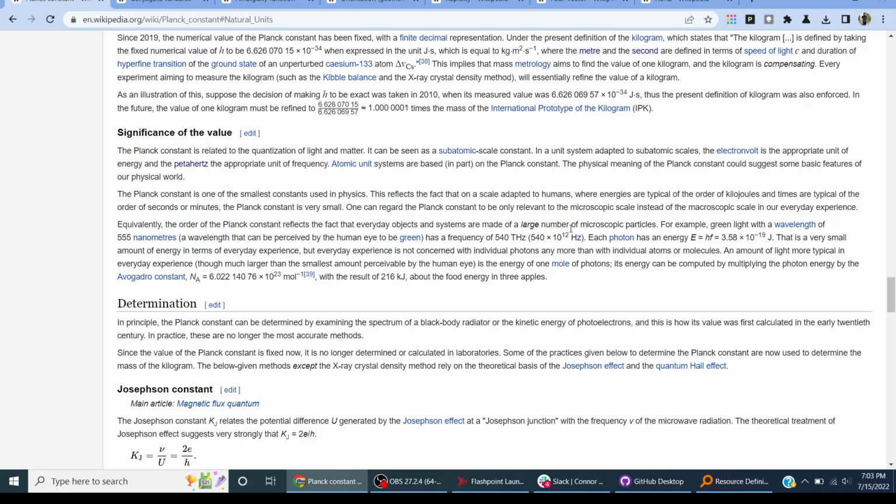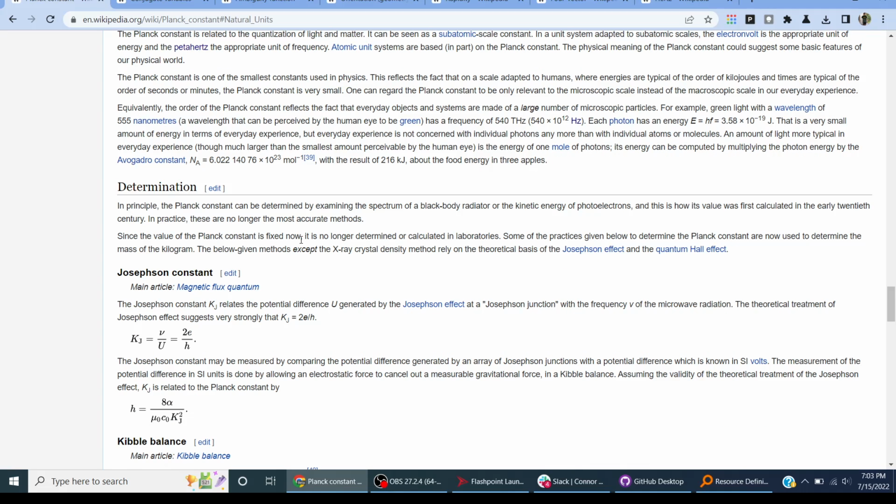Determination. In principle, the Planck constant can be determined by examining the spectrum of a blackbody radiator or the kinetic energy of photoelectrons, and this is how its value was first calculated in the early 20th century. In practice, these are no longer the most accurate methods. Since the value of the Planck constant is now fixed, it is no longer determined or calculated in laboratories. Some of the practices below to determine the value of the Planck constant are now used to determine the mass of the kilogram.